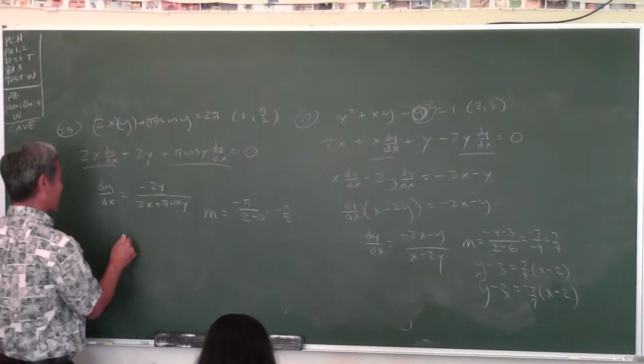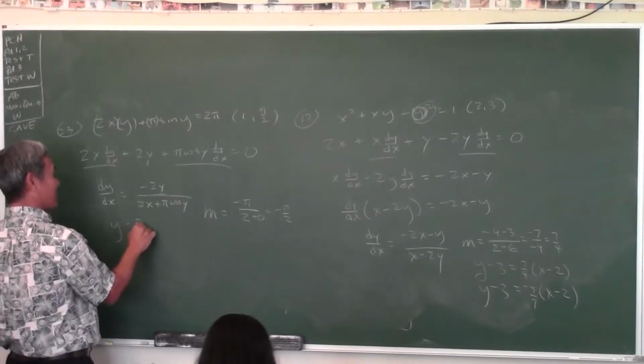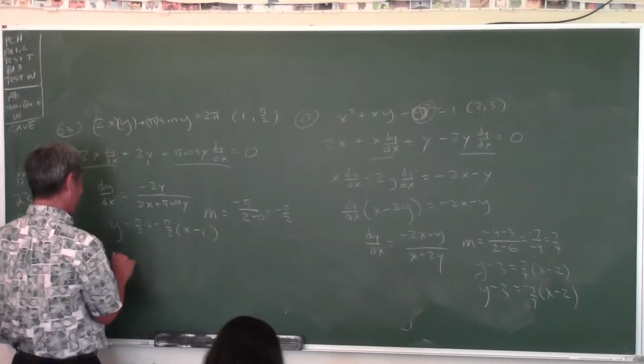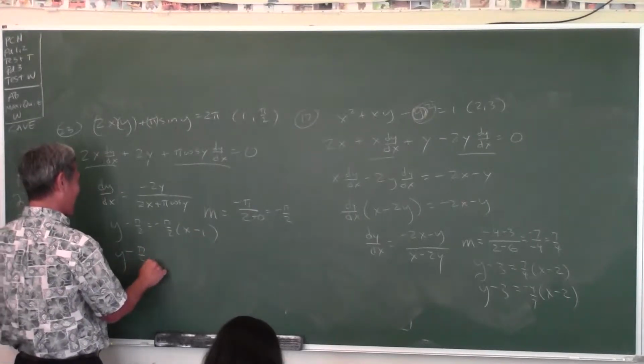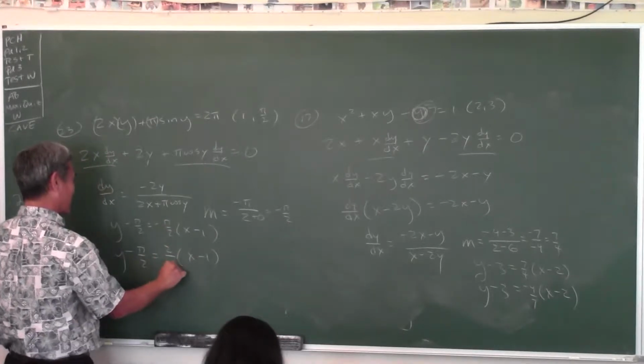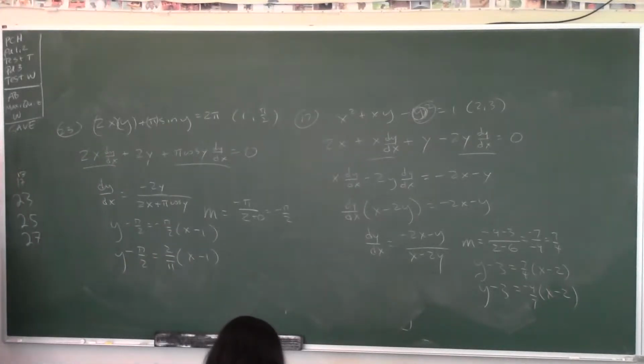So just use point slope. Y minus pi over 2 is equal to negative pi over 2 times x minus 1. And then the normal line, you do the same darn thing, except the slope is gonna be the negative reciprocal of that, so that's 2 over pi. Child's play.